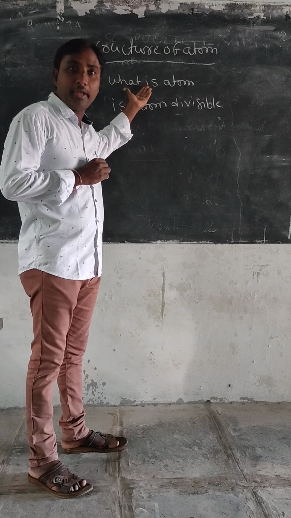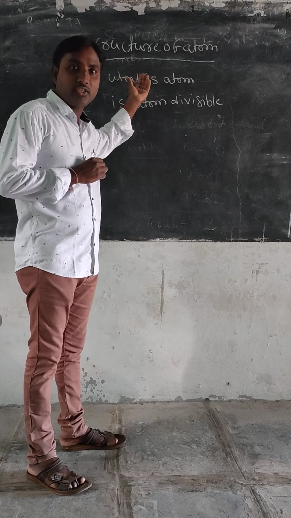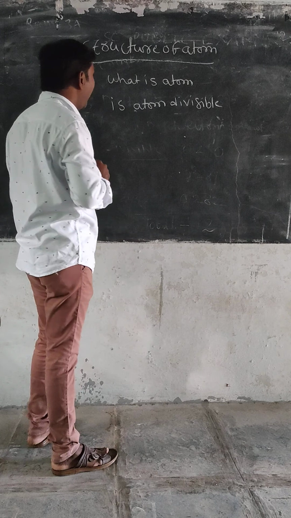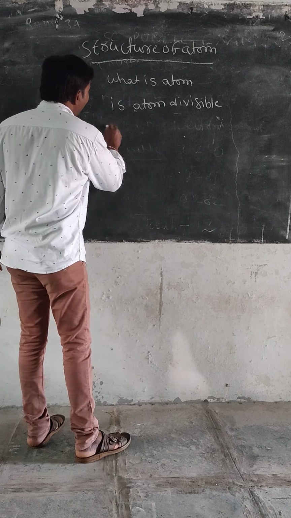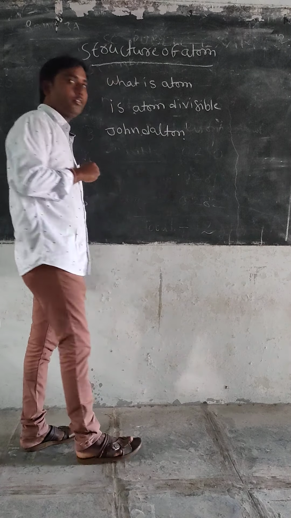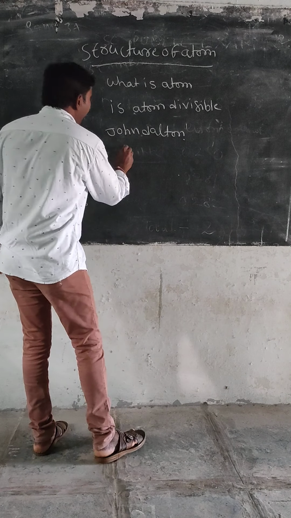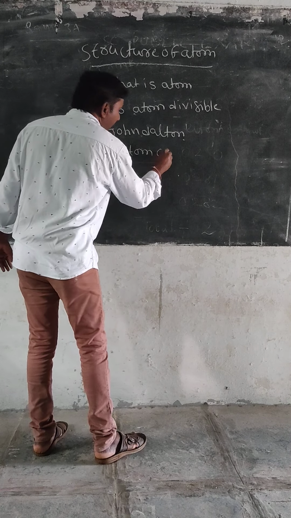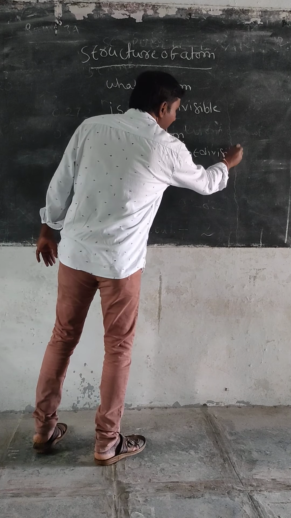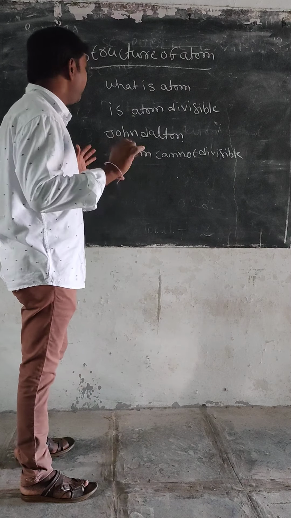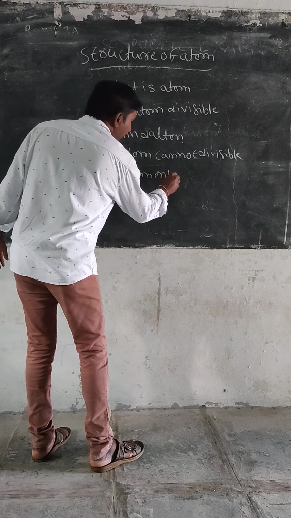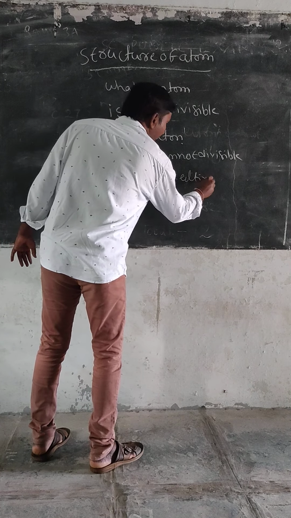Previously, before the 18th century, John Dalton and other philosophers and scientists explained this. John Dalton and other philosophers assumed the atom cannot be divided. They assumed the atom is only the ultimate unit.